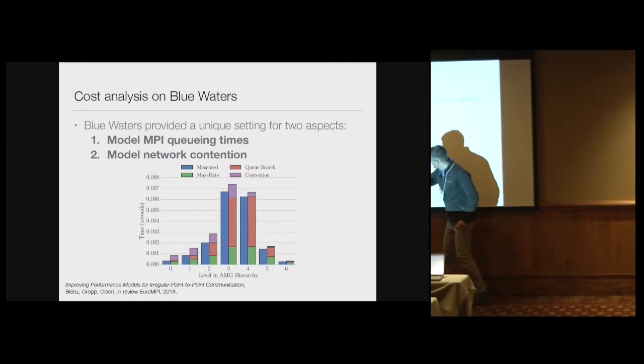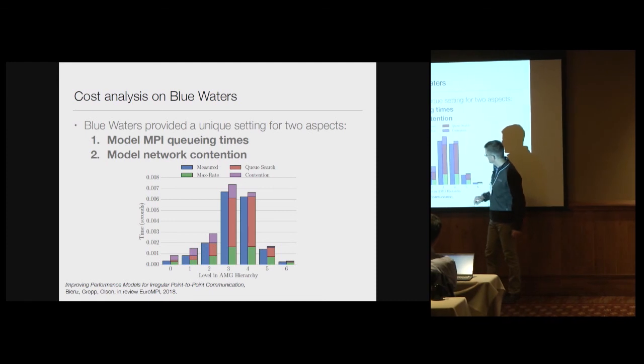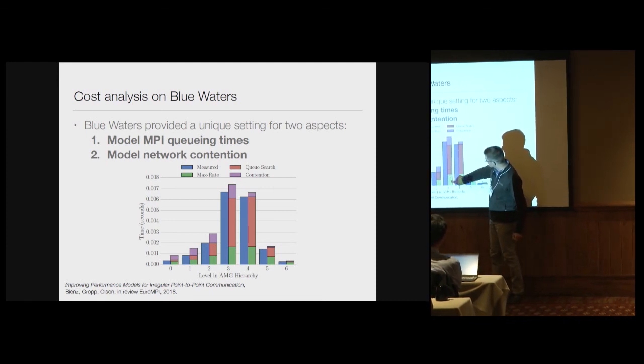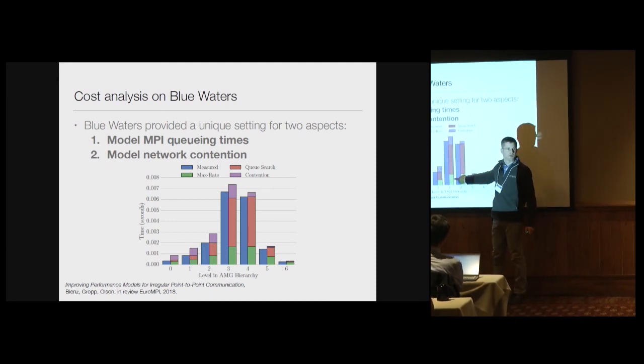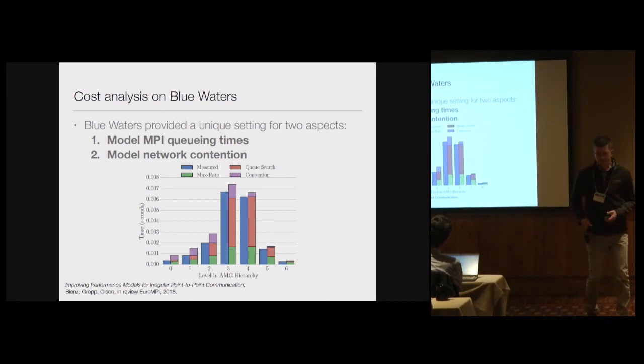So we can have these measured costs in the AMG hierarchy, and you can see that just using a bandwidth model that we typically use doesn't really identify the total cost. We've been able to identify queue search time and some contention time in the total cost of the SpMV.